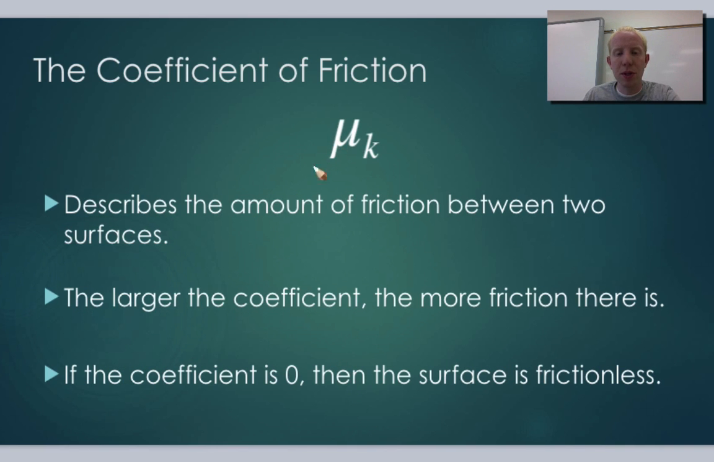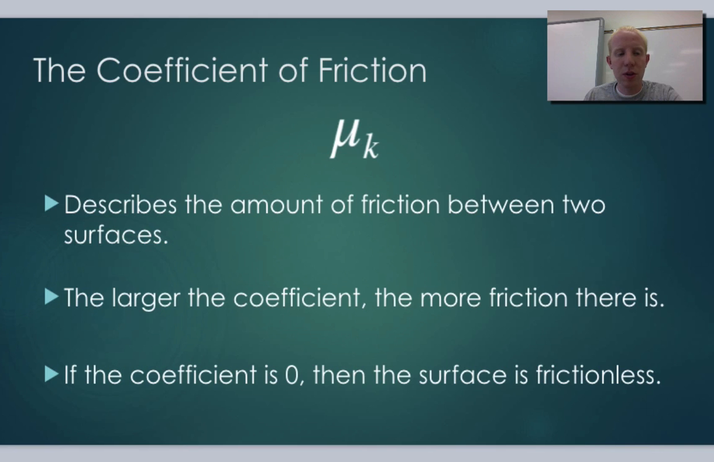Okay, so mu sub k, you can look these up in tables or they're going to be given to you in the problem. They just describe how surfaces interact, how much friction there is. Okay, so let's look at how we mathematically account for this.